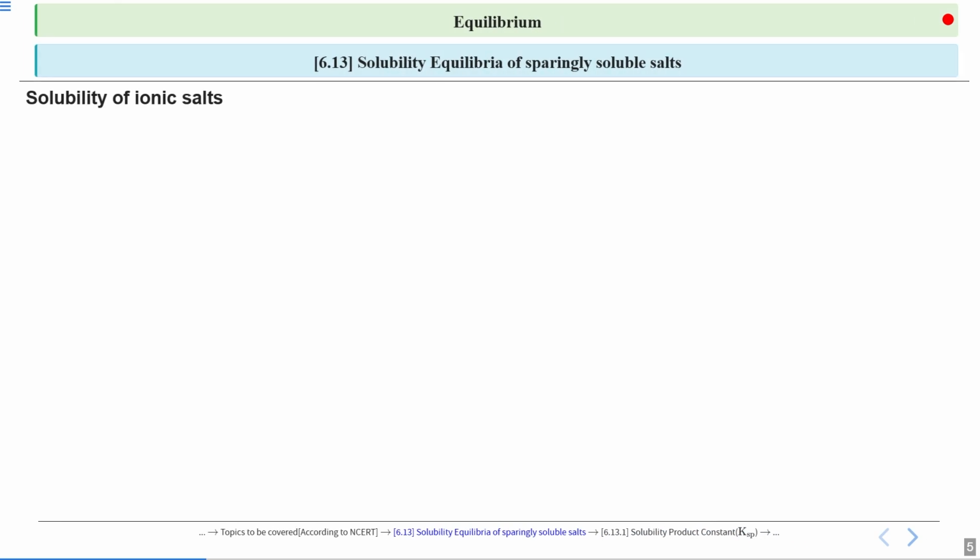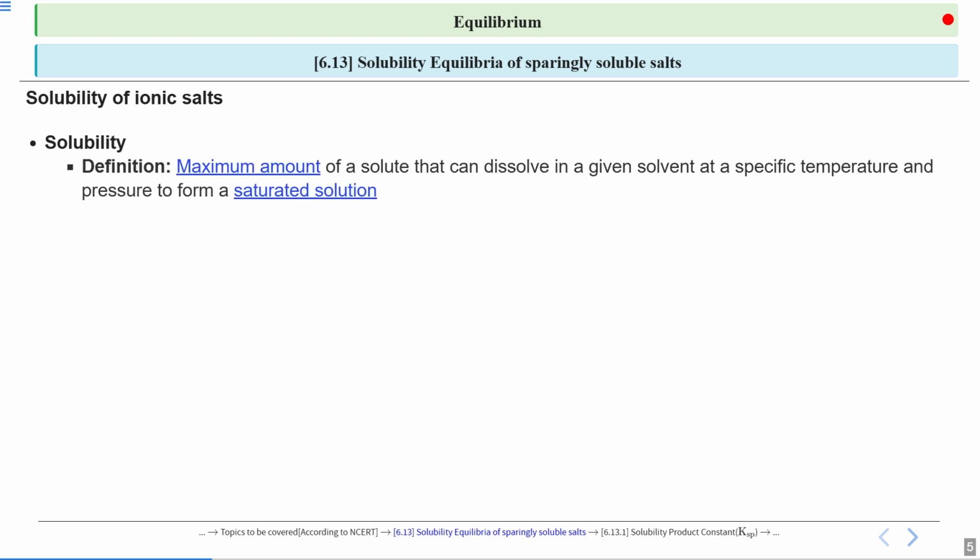Now, to understand this solubility product, first you should be aware of what solubility is. So we will try to define solubility in terms of ionic salts. Solubility means the maximum amount of solute that can be dissolved in a given solvent, and that should be given at a specified temperature. All of this is done to make a saturated solution.